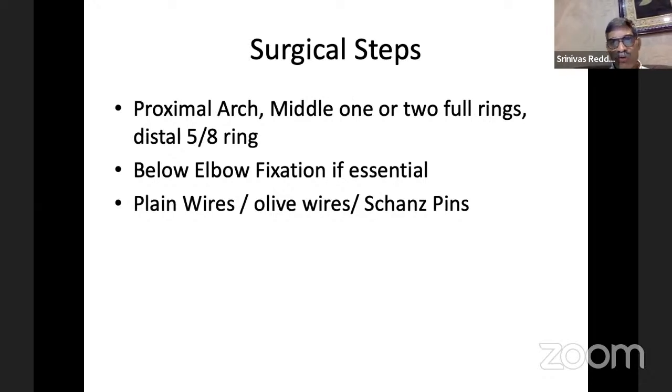And the surgical steps: proximally 1 small Russian arch, and in the middle 1 ring, or depending on the situation, 1 or 2 full rings, and distally 1 5/8 ring. The 5/8 ring facilitates the range of motion of the elbow, so it is better to have a 5/8 ring which opens anteriorly.